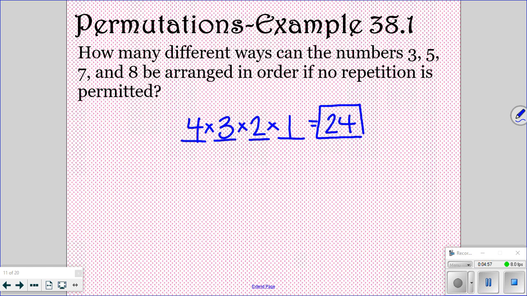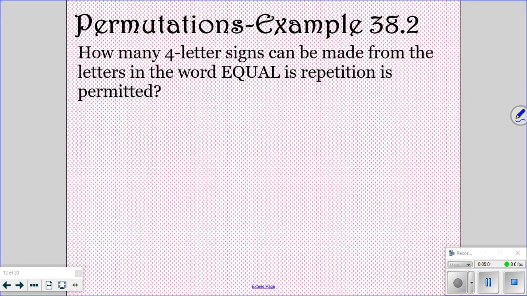And that's how these work. We're going to try another one. How many 4-letter signs can be made? So we're going to have 4 slots.